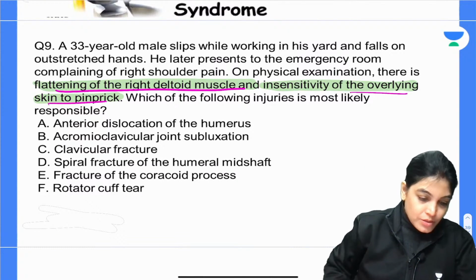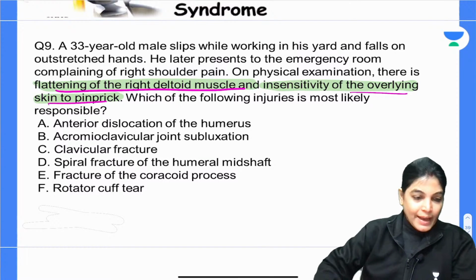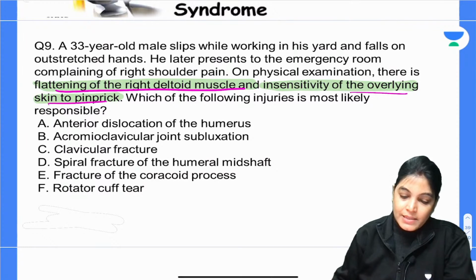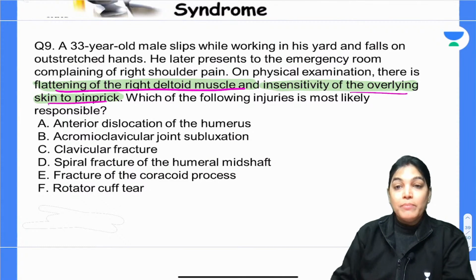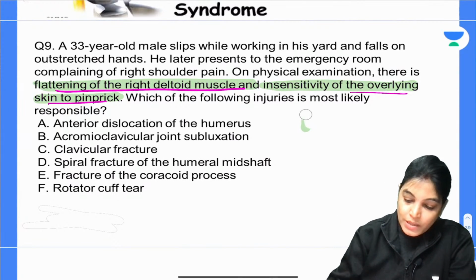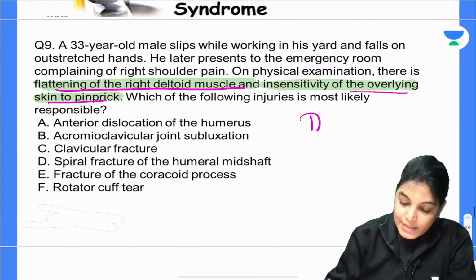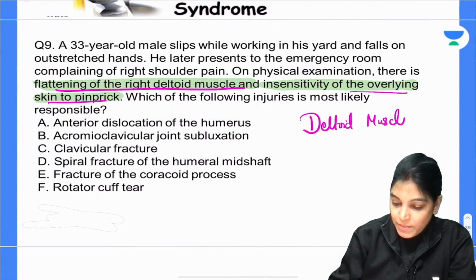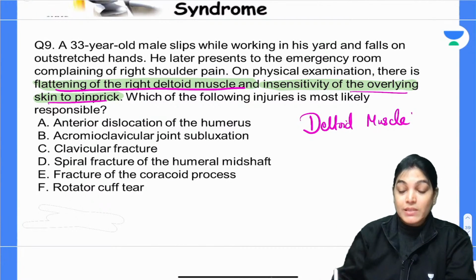Okay. So yes, both of you are telling F. Okay, so let me explain the right answer. The key point is the mechanism of injury, and there is flattening of the right deltoid muscle. So can anybody tell me what is the reason for deltoid muscle paralysis? When is the deltoid muscle paralyzed?